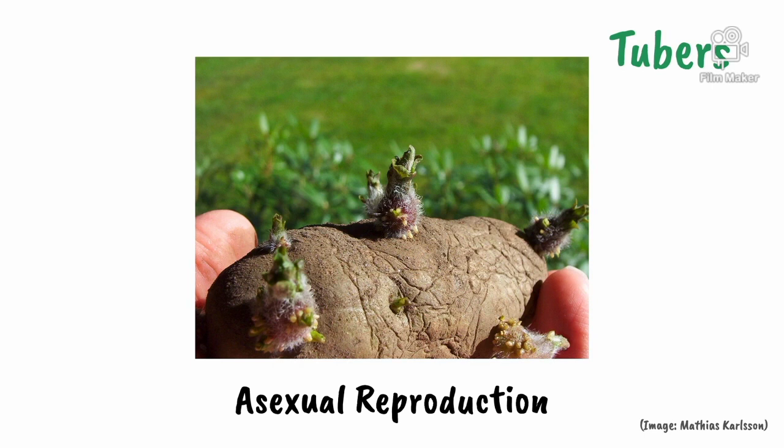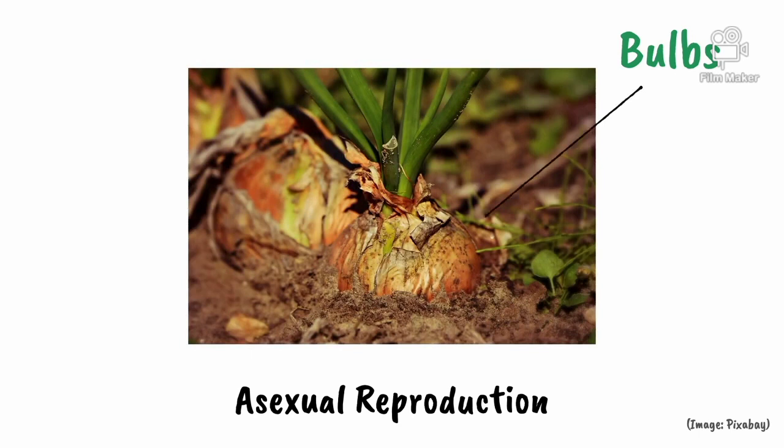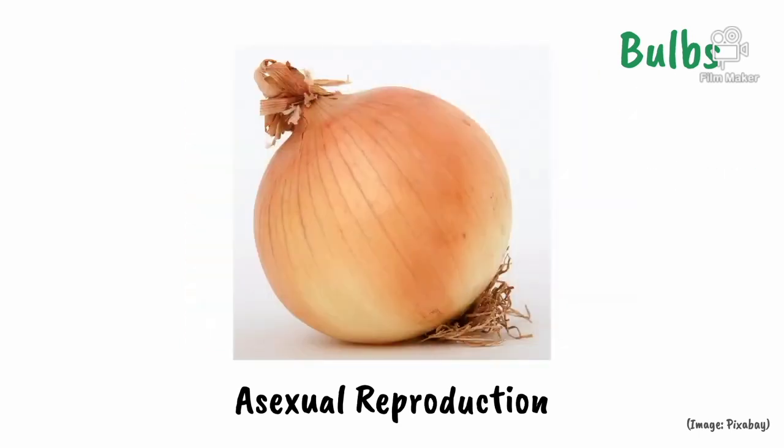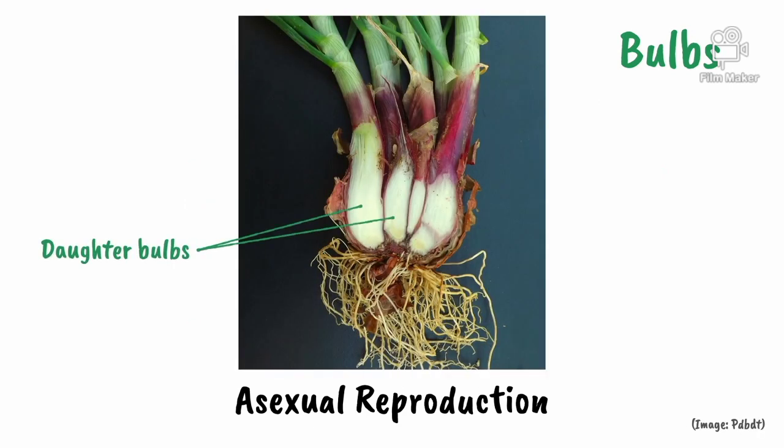Another typical example is the use of bulb. Onions are grown from their young part called bulb. Bulbs are also food storage units. So to grow a new onion plant, the daughter bulbs can be planted to develop into a new plant. All these examples are natural propagation of plants.